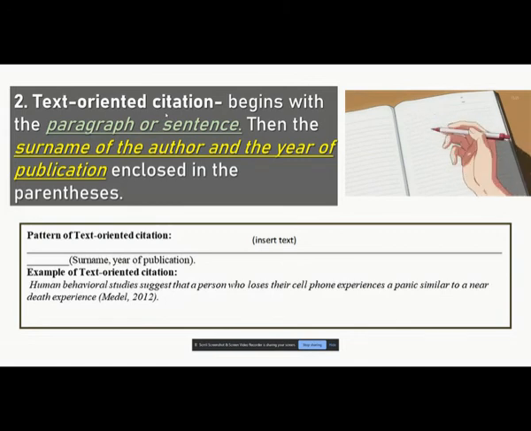So, example here, we have the paraphrase sentence. Human behavior studies suggest that a person who loses their cell phone experiences a panic similar to a near-death experience. Who said that? No, so you have to enclose that. That is according to Medell, comma 2012. So that will be your text-oriented citation.